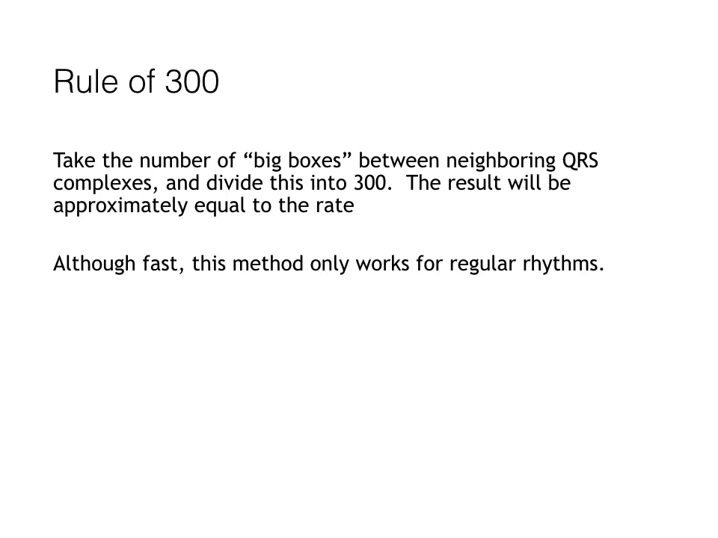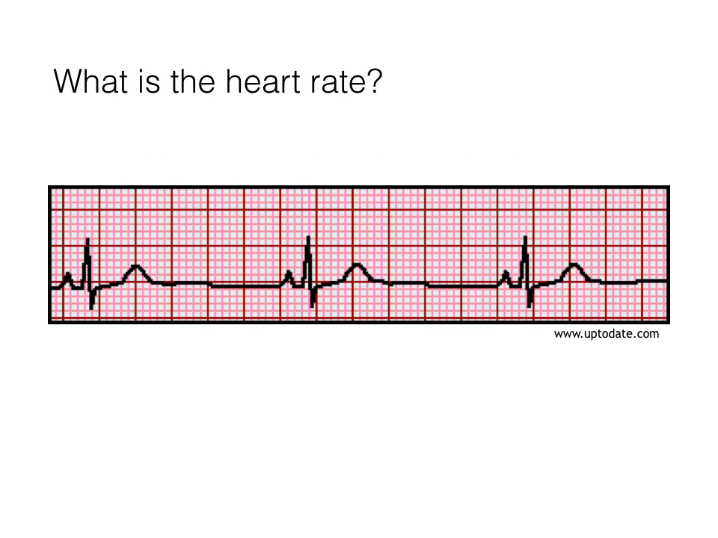What is the rule of 300? Take the number of big boxes between two QRS complexes and divide it into 300. The result will be approximately equal to the rate. Although this method is fast, remember this method only works for regular rhythms. Just try to find out the rate in this ECG strip.